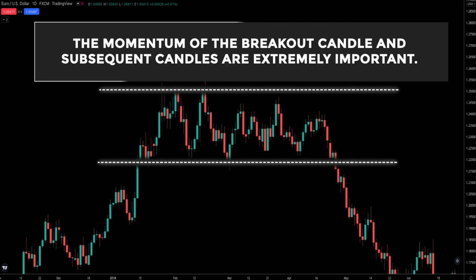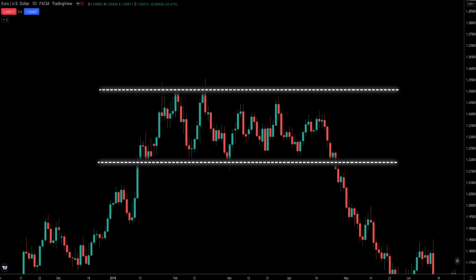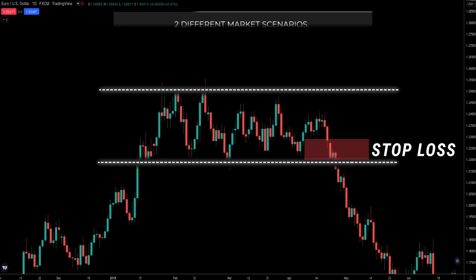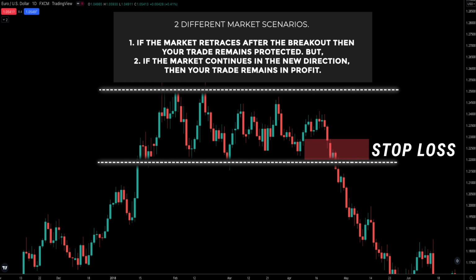Before entering the trade, remember that the momentum of the breakout candle and subsequent candles are extremely important. I prefer to enter on large volume breakouts that close beyond the key level. My stop loss is usually placed just above or below the key level. This is a reasonable stop placement because it's compatible with two different market scenarios. This means that if the market retraces after the breakout, then your trade remains protected. But if the market continues in the new direction, then your trade remains in profit.